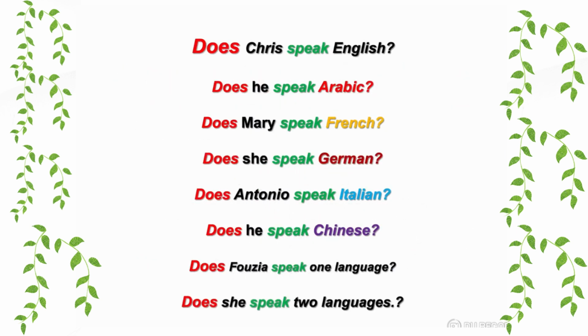Does Chris speak English? Does he speak Arabic? Does Mary speak French? Does she speak German? Does Antonio speak Italian? Does he speak Chinese? Does Fuzia speak one language? Does she speak two languages? So the same, in the negative form or in the question form, the verb doesn't take s with he, she, it. Remember this rule.